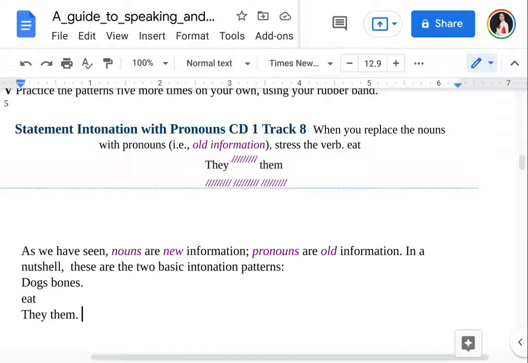Exercise 1-3, Noun and Pronoun Intonation. In the first column, stress the nouns. In the second column, stress the verb. Fill in your own examples at the bottom.